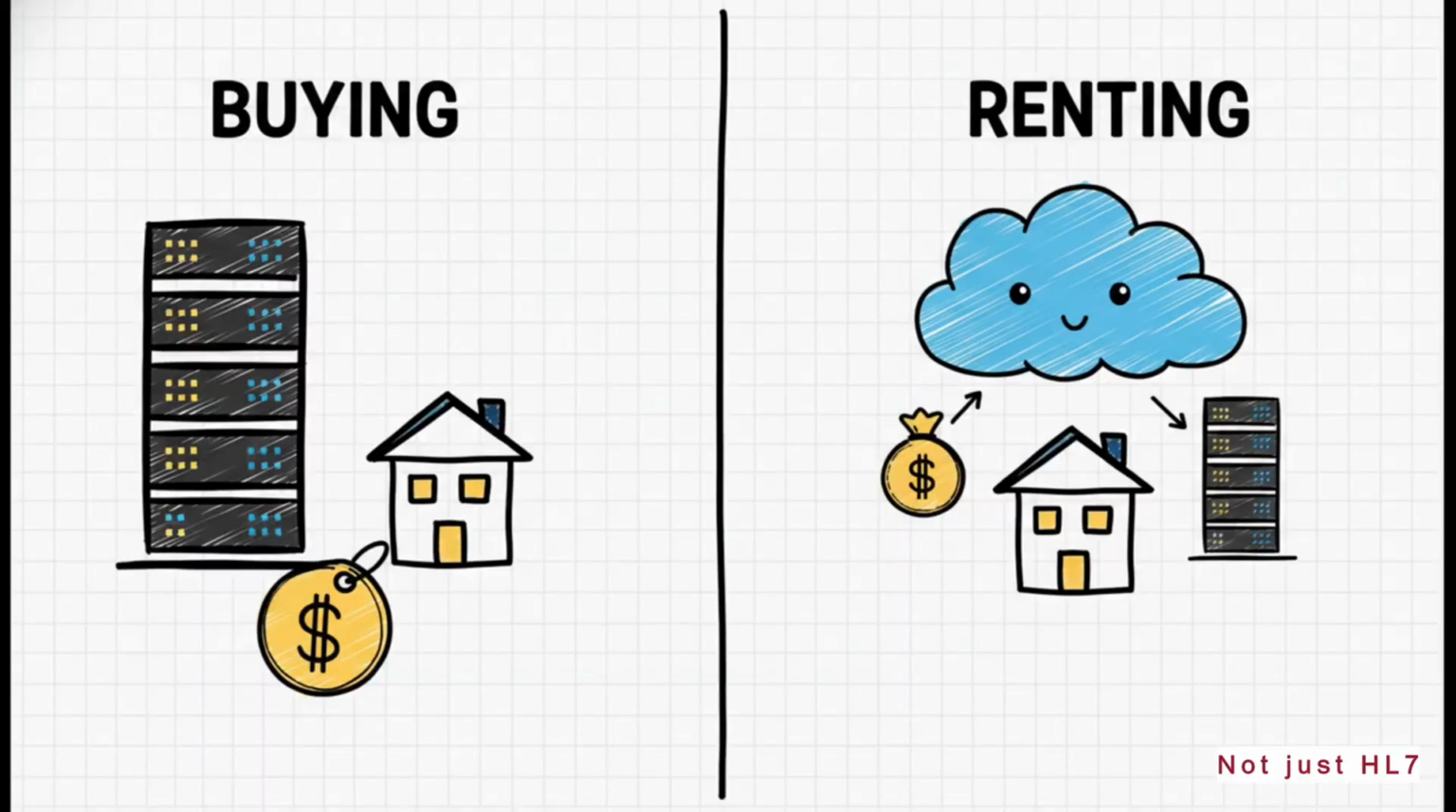So instead of buying their own expensive physical server hardware, companies now just rent computing power from massive cloud providers like Amazon Web Services or AWS, Google, and Microsoft. And this is an absolute game changer. It means a company can instantly scale up to handle the holiday rush and then scale right back down in January, only paying for exactly what they use.